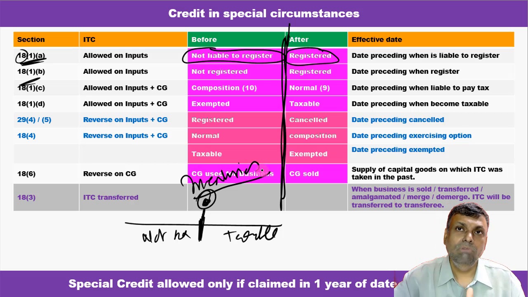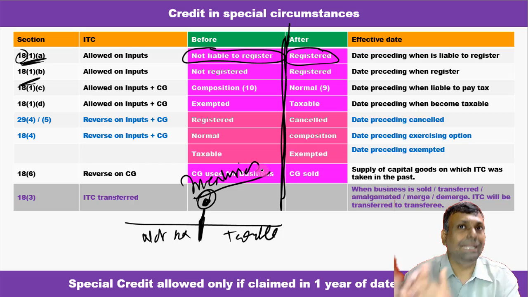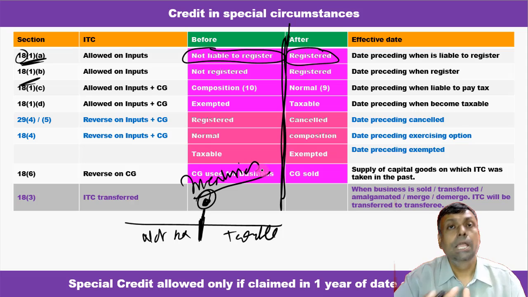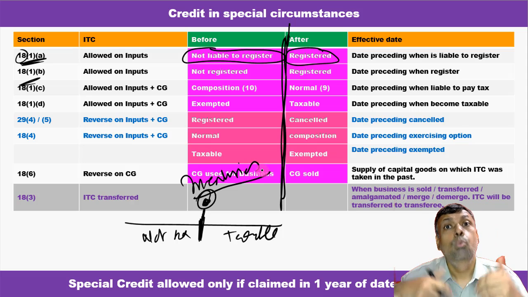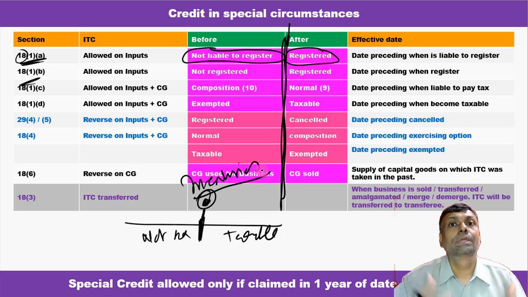Those inventories were previously in the non-taxable category, logically, I'm just telling you, and after the cutoff date will become part of the taxable category. So those inventories before were never eligible for an input tax credit because you were not a registered person. But the moment you register, thereafter those inventories will become eligible for the input tax credit.